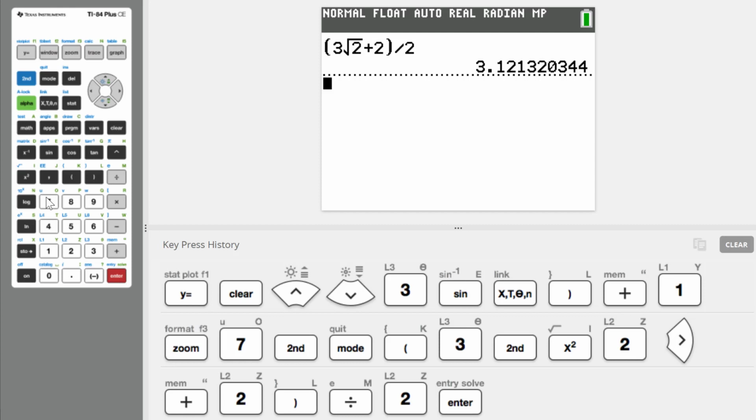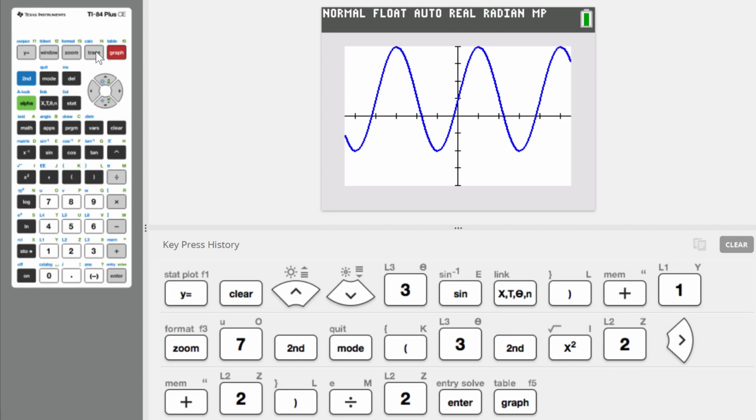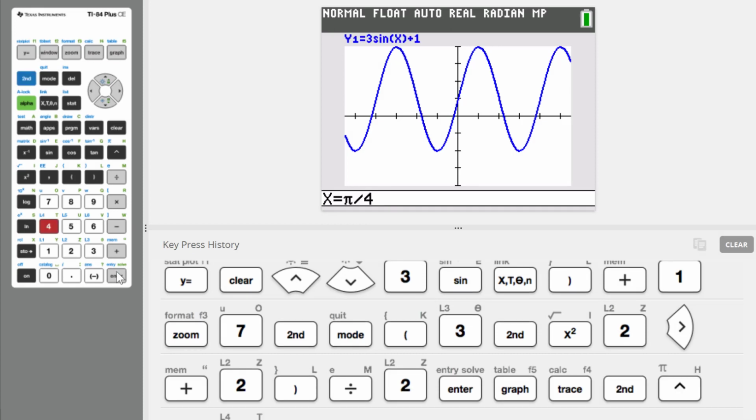The decimal version is 3.1213. What I could do then is go back to my graph and trace the spot where x is equal to pi over 4. The calculator will take me to that spot on the graph, and sure enough, look at the y value, 3.1213. So that gives us some confirmation that we did our calculation correctly.